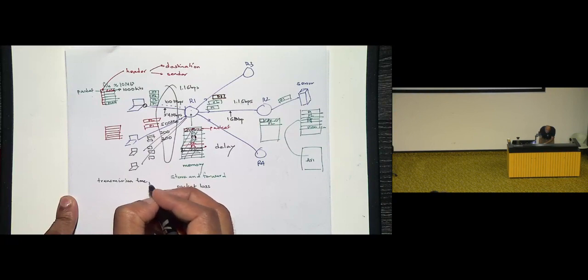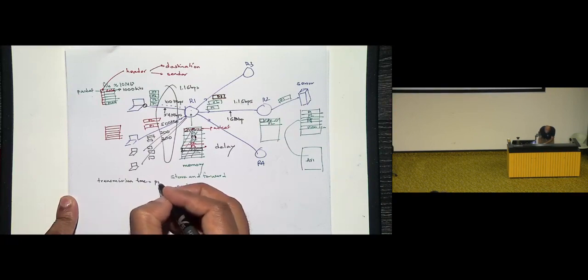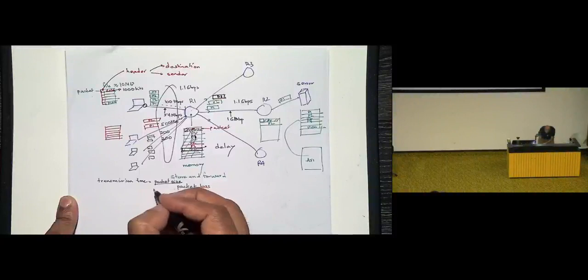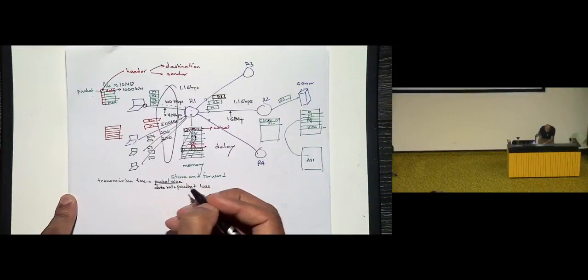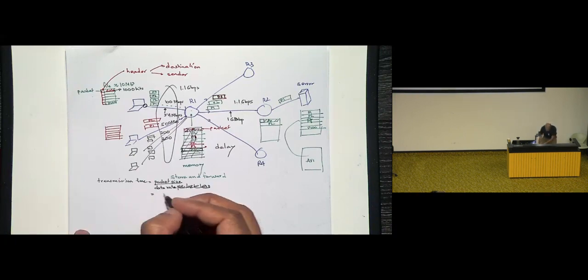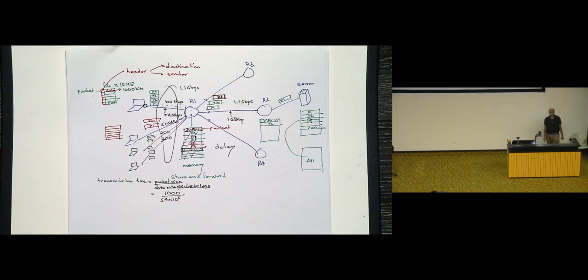So transmission time is packet size divided by data rate. In this case, your packet size is 1000 bits divided by 10 to the 6. And that will be your transmission time.